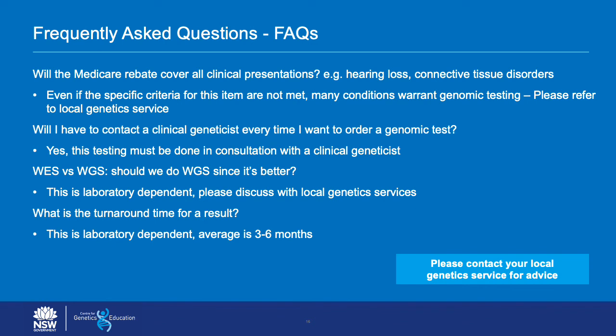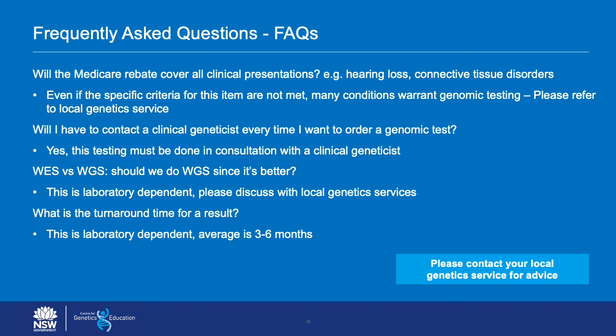Other frequently asked questions. Will the Medicare item number cover all clinical presentations, for example hearing loss, connective tissue disorders? Even if the specific criteria for these item numbers are not met, many conditions warrant genomic testing. Please refer to your local genetic service. Will I have to contact a clinical geneticist or clinical genetic service every time I want to order a genomic test? Yes, this testing must be done in consultation with a clinical geneticist. Please follow your pathway with your local genetic service.